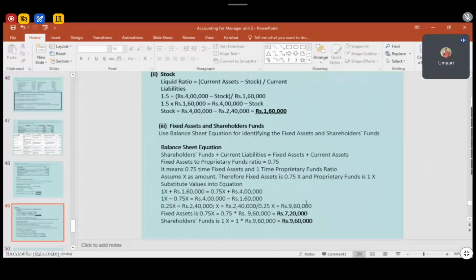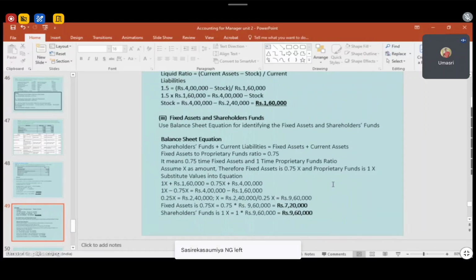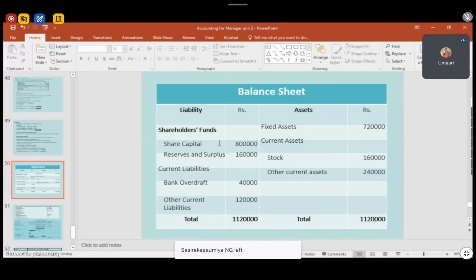What is x? Shareholders fund. Shareholders fund is 9,60,000. What is fixed asset? 9,60,000 into 0.75, that is 0.75x. So fixed asset is 7,20,000. So now we know all the information. Let us prepare the balance sheet.